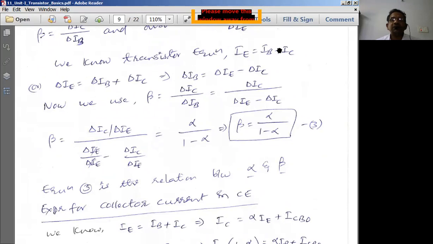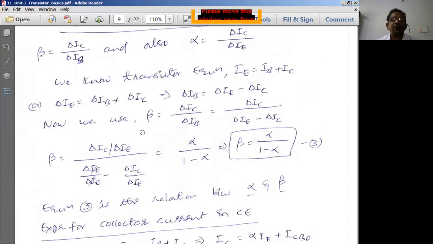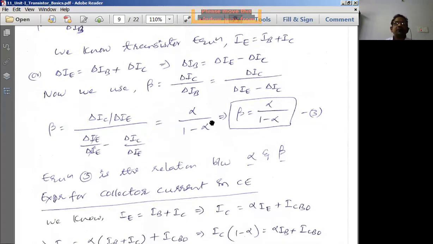The basic transistor equation is IE equals IB plus IC. So I can extend this to changes in the currents: delta IE equals delta IB plus delta IC. I can take delta IC to the right hand side, so delta IB is equal to delta IE minus delta IC. I want beta actually. Beta is equal to delta IC by delta IB, the general formula I have. So delta IC by delta IB, where delta IB is delta IE minus delta IC. Simply I can expand this in this particular manner.